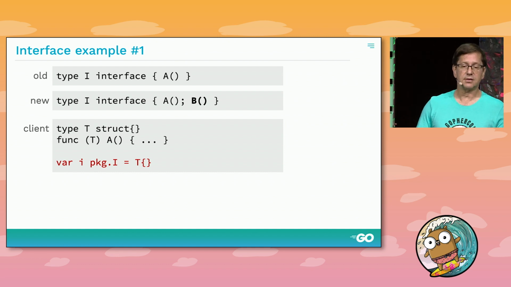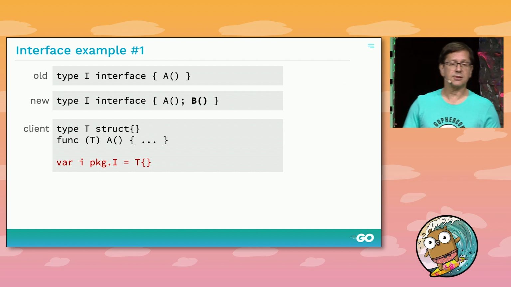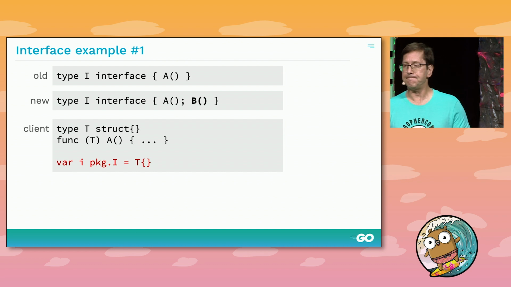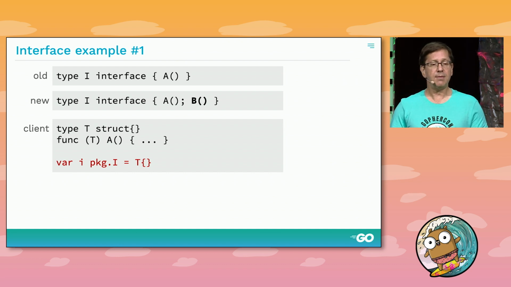Let's move on to interfaces. We'll start with a couple of examples. Here, my package has an exported interface I. A client has defined a type T that implements I. When I add a method to I, I break the client. Their type no longer implements the interface because it's missing method B.